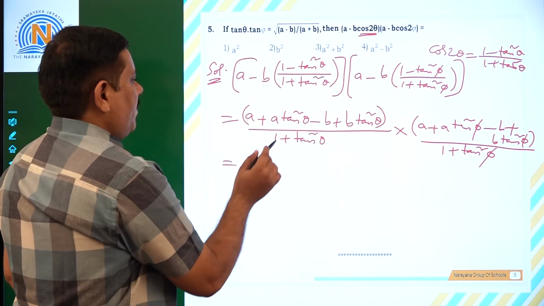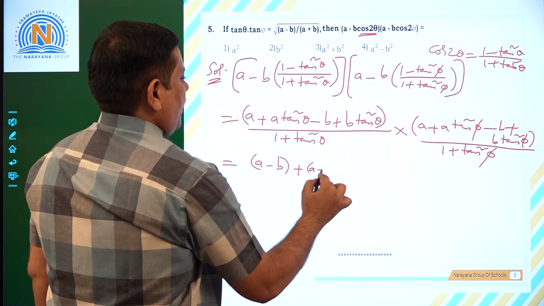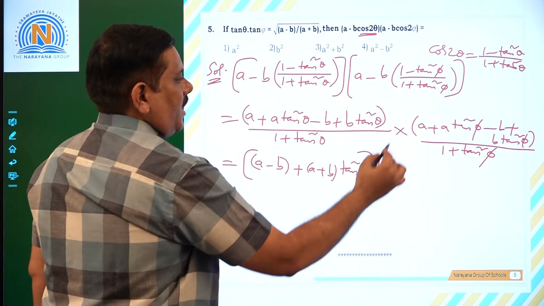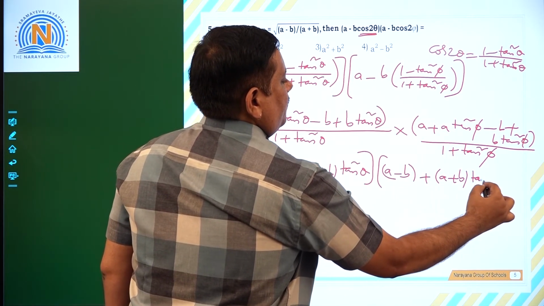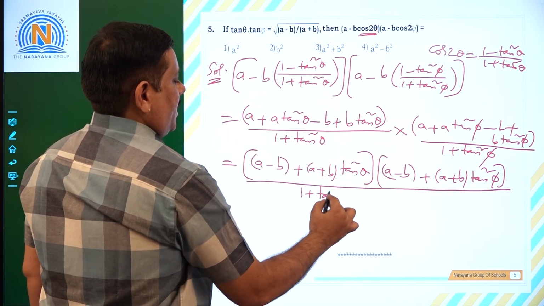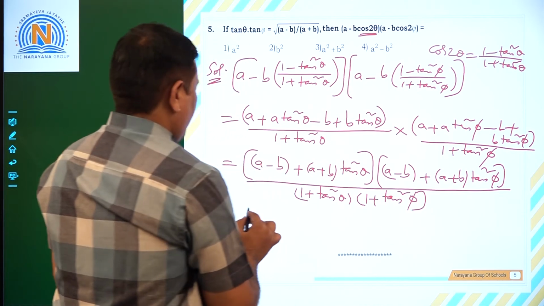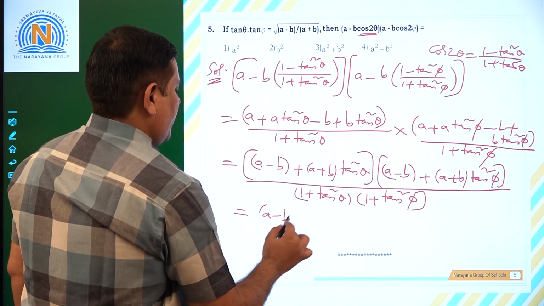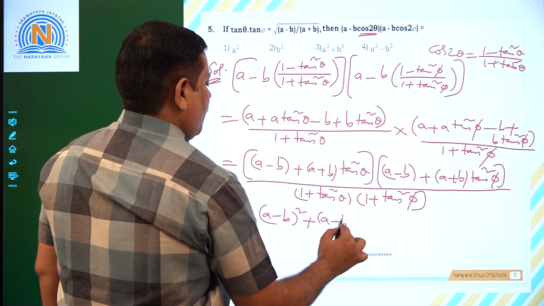Now let us try to multiply. Before multiplication, let us regroup the terms: (a minus b plus (a plus b) tan square theta), and here of course (a minus b plus (a plus b) tan square phi). Denominator is (1 plus tan square theta) times (1 plus tan square phi). Now what is the next step? Let us try to multiply. (a minus b) times (a minus b) is (a minus b) whole square, plus (a minus b) times (a plus b). Let us write.